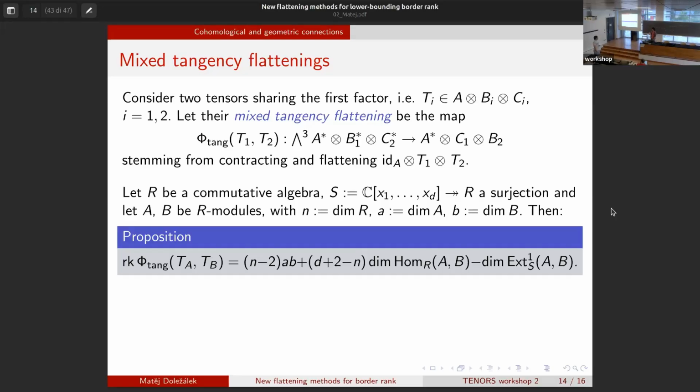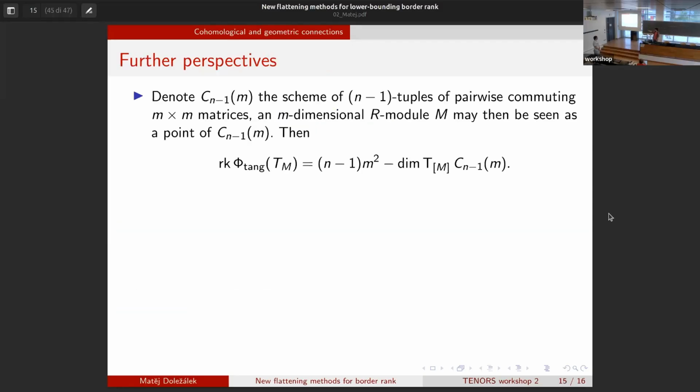For the interpretation, maybe let me specialize to the case where A and B are the same module, and then this kernel of the dual map is the tangent space to the commuting matrices plus, I think, something trivial like the endomorphism ring over the vector space. So the kernel splits as a direct sum of this tangent space plus something that's very uninteresting. That just depends on the dimension.